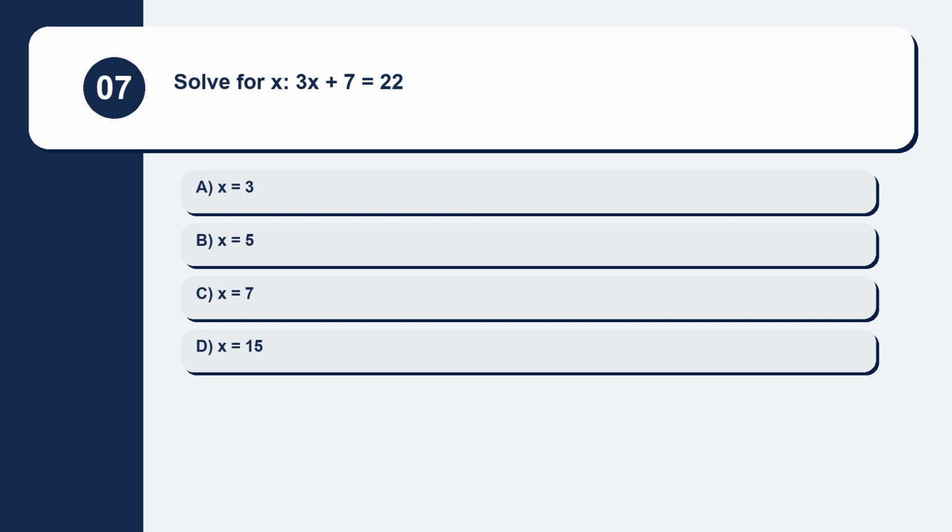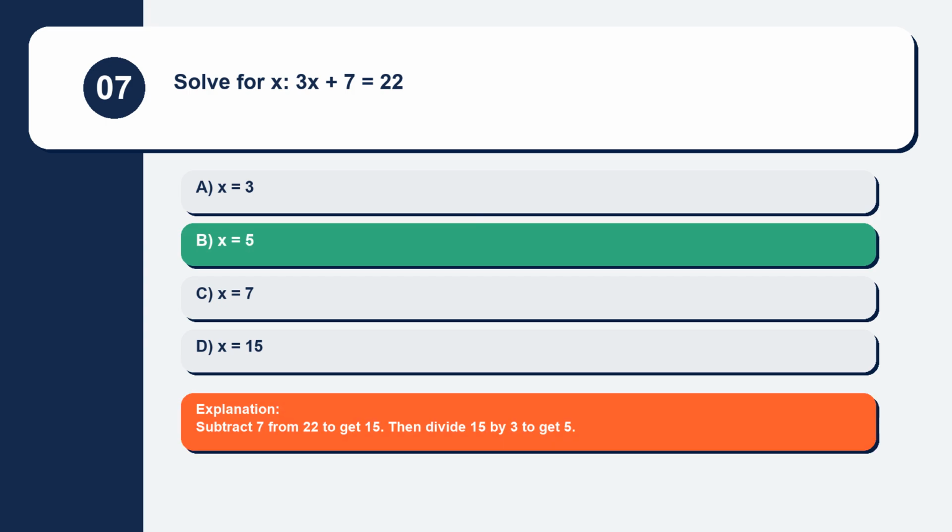Question 7. Solve for x. 3x plus 7 equals 22. x equals 3, x equals 5, x equals 7, x equals 15. Subtract 7 from 22 to get 15, then divide 15 by 3 to get 5.